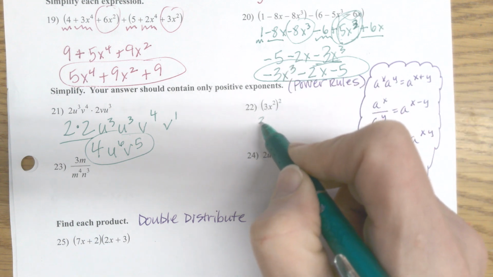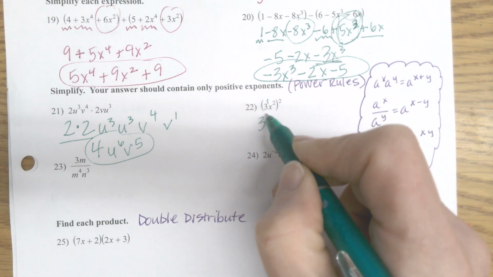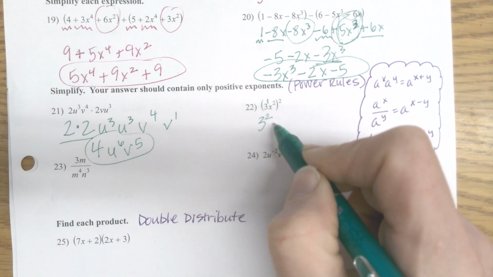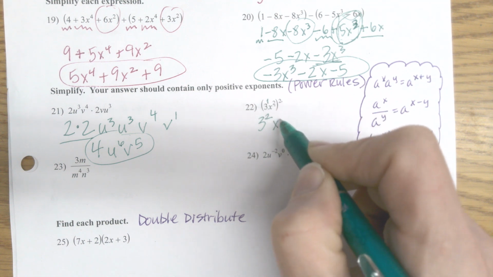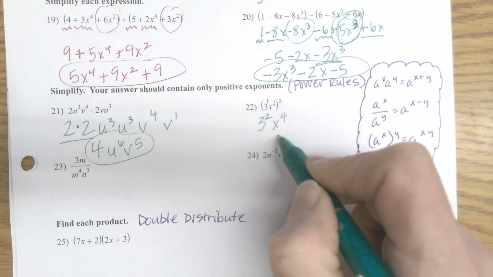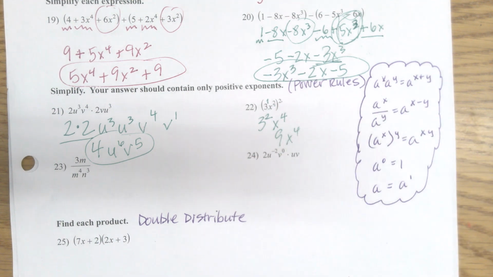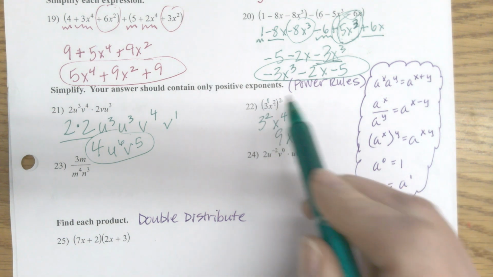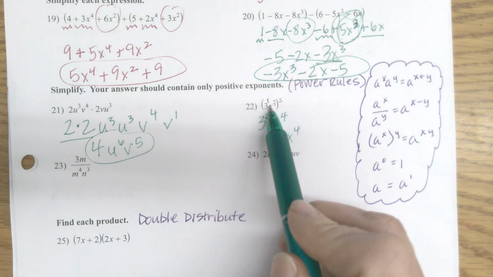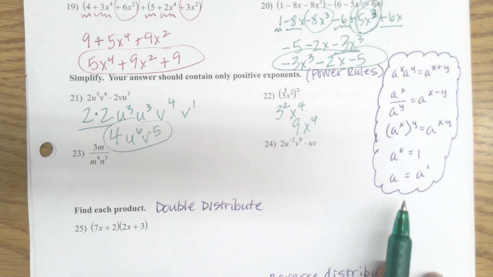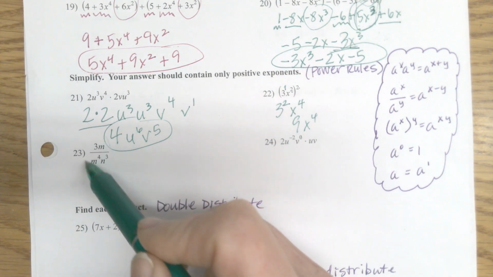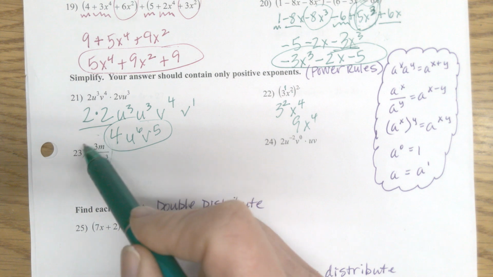This is like 3 to the first, so 3 to the 1 times 2, 3 squared, x to the 2 times 2, x to the fourth. 9x to the fourth would be my answer for that one. So I multiplied the powers there, 1 times 2, 2 times 2. Got my powers. Here's one where I'm looking at different variables.